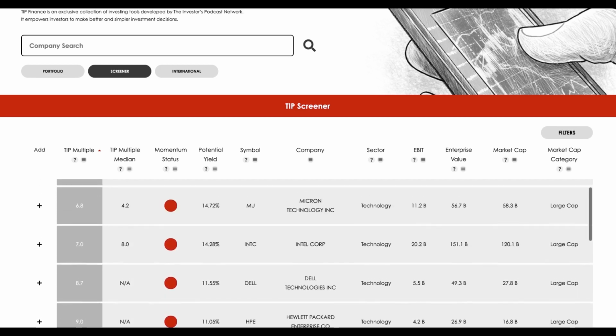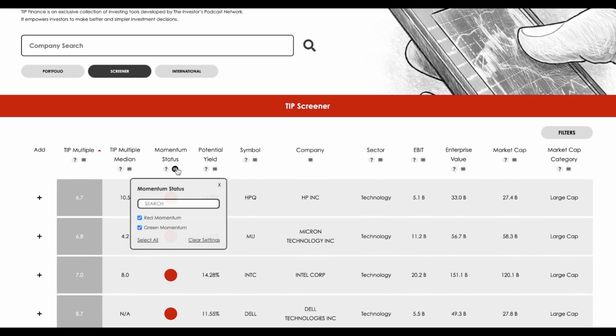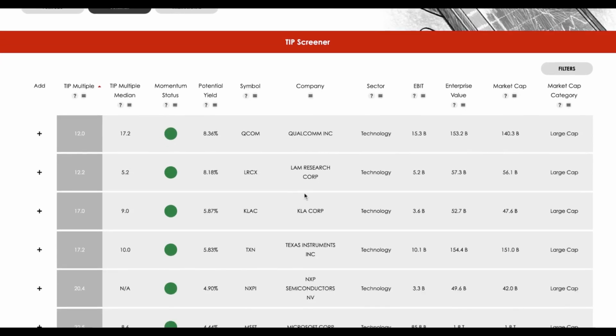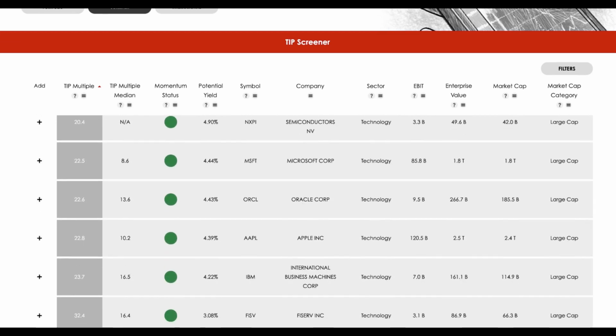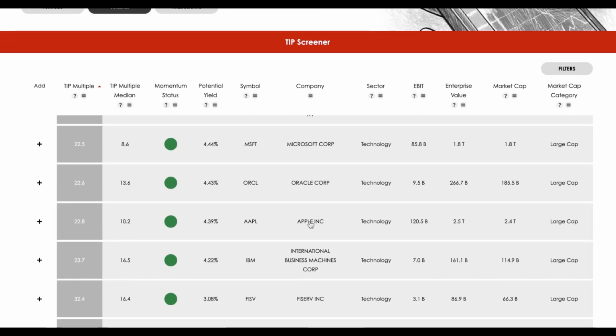Let's remove all companies with negative momentum. In other words, they're in a negative trend and trying to buy them now might be like trying to catch a falling knife. So I'll just click for only stocks with positive momentum. Now we have a really strong list of companies to explore. Since Apple recently came out with a new iPhone, let's investigate their prospects first.